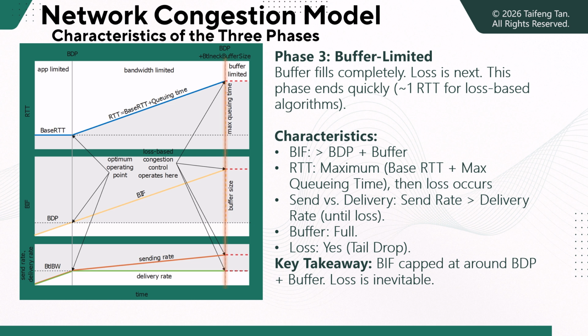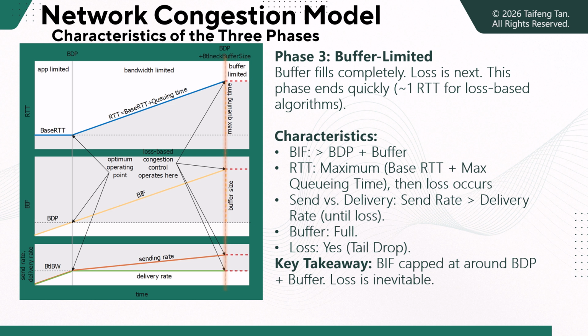Its features are equally clear. Bytes in flight exceeds BDP plus buffer. RTT reaches its maximum value: base RTT plus the full queuing delay. Send rate is greater than delivery rate. The buffer is completely full. Packet loss is inevitable.